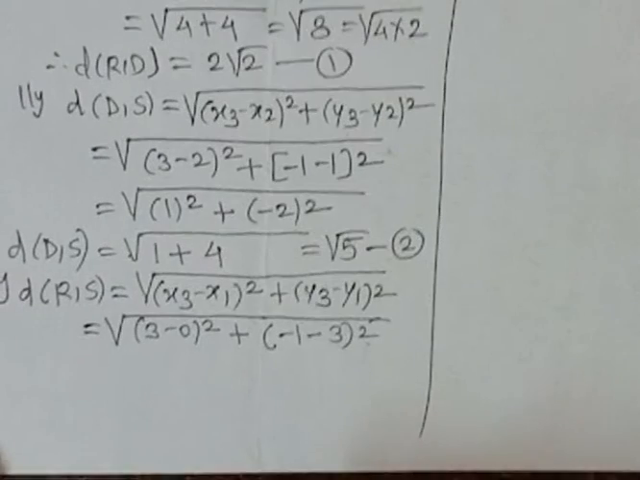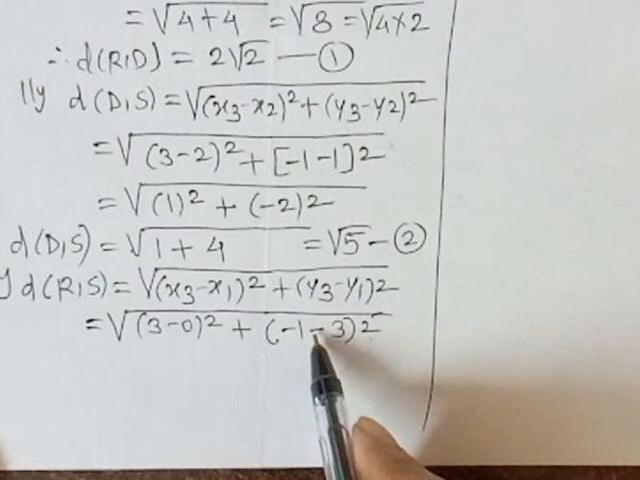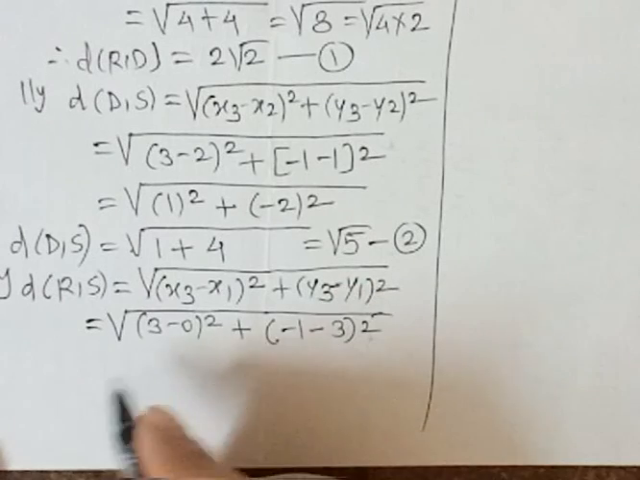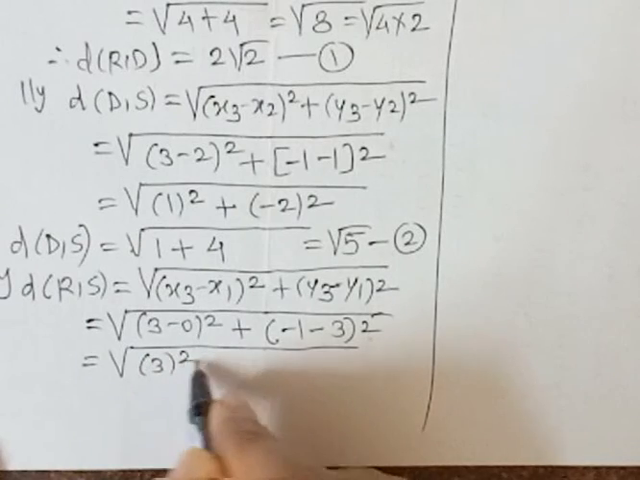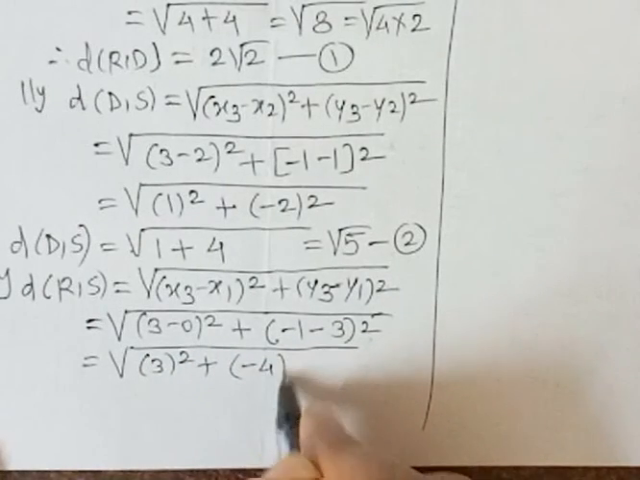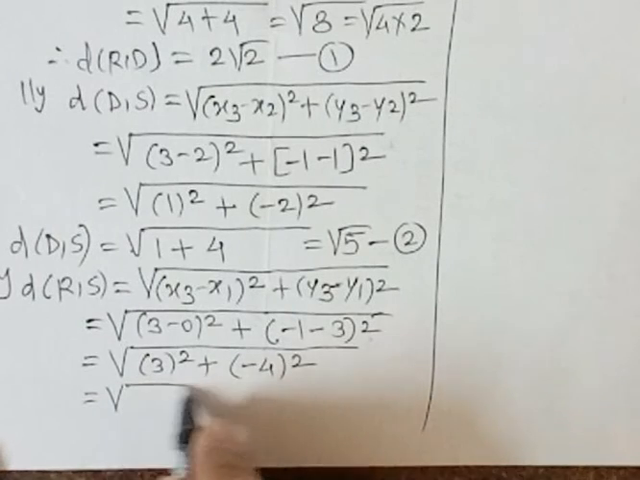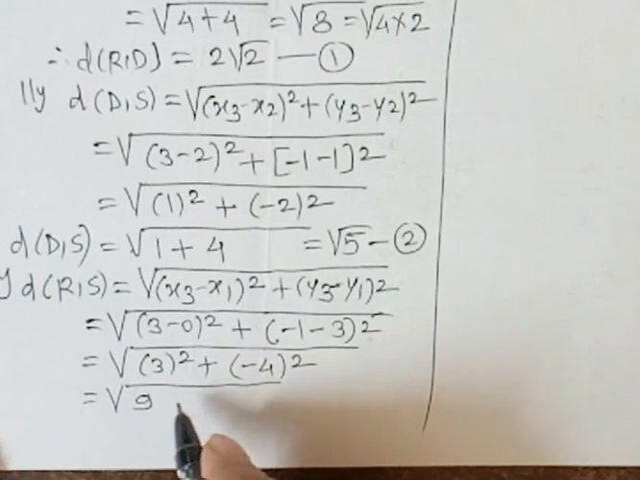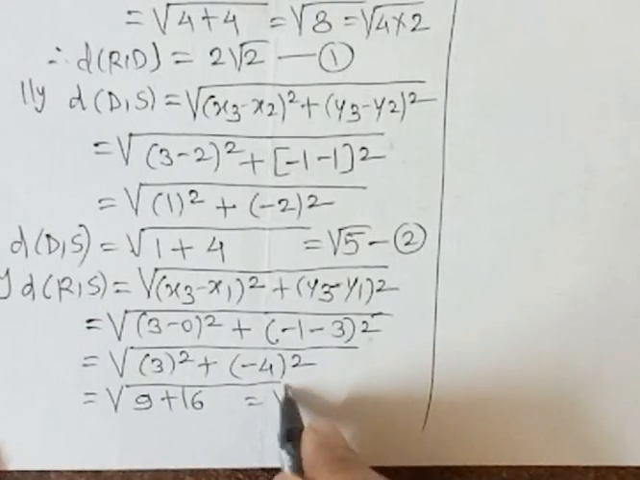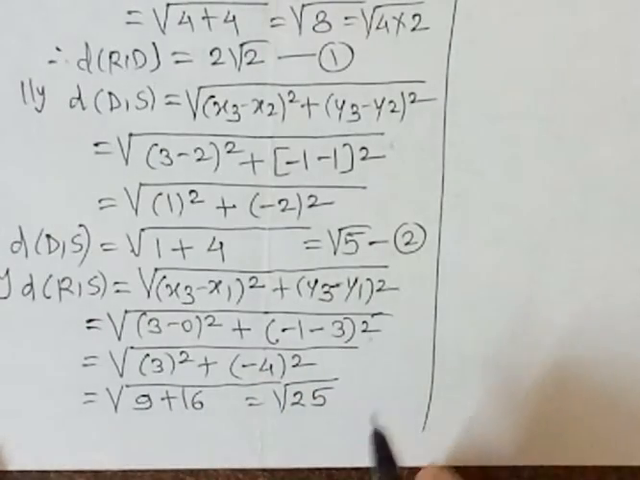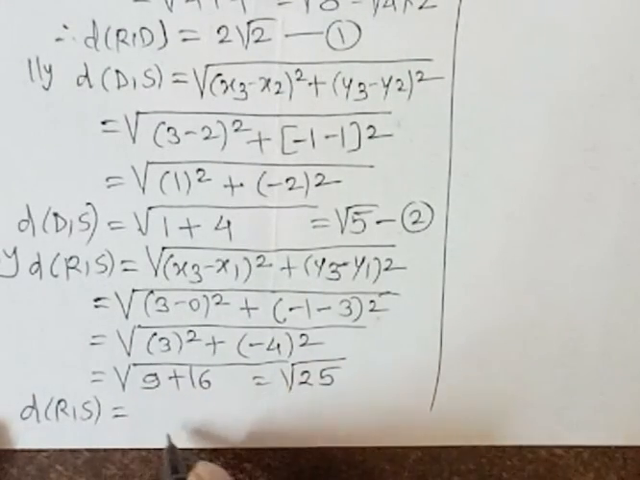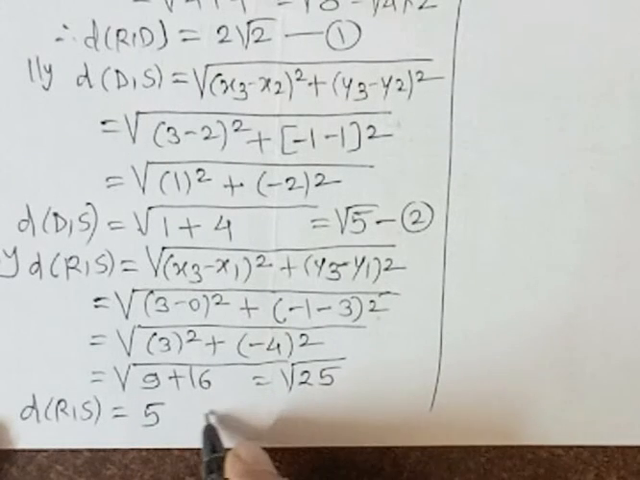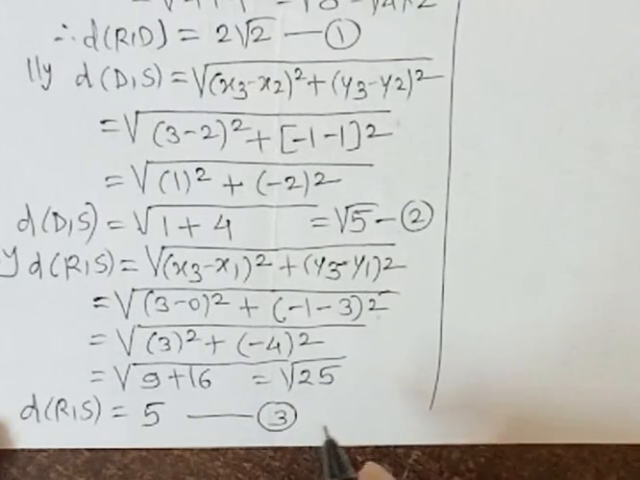y1 is 3, and the sign is minus because there is a minus sign in between. It is equal to under root 3 square plus minus 1 minus 3 is minus 4 square. This is equal to 3 square is 9, minus 4 square is 16, and 16 plus 9 is 25, and therefore distance RS is equal to the square root of 25, which is 5. Okay, this is equation number 3.